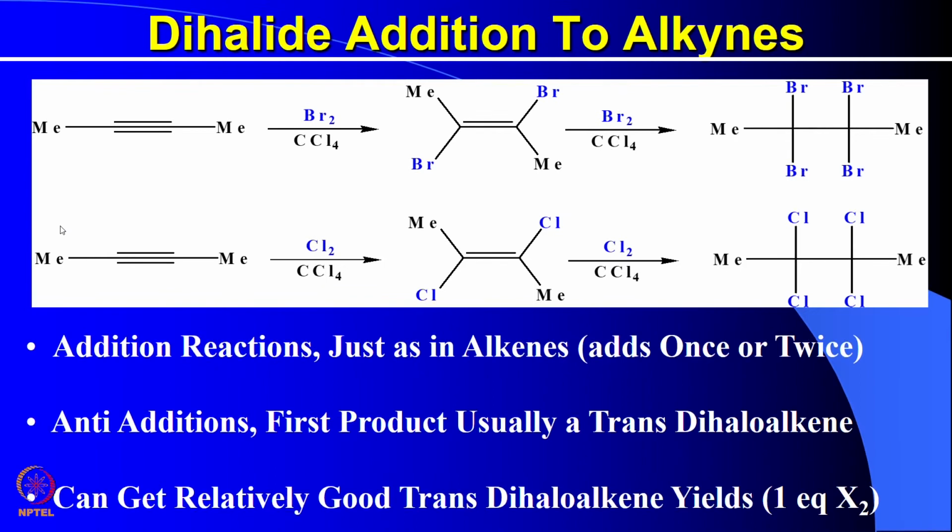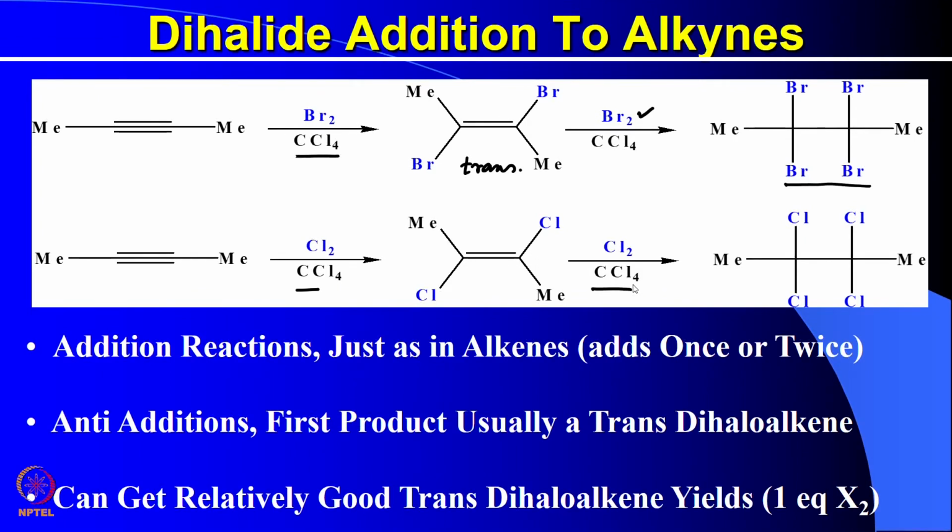Let us see what happens when you try to add a halogen to an alkyne. When we add a halogen to an alkyne in a solvent like carbon tetrachloride or dichloromethane, the initial product is a trans compound because it goes through the bromonium ion or halonium ion, and then the addition of a second molecule of bromine makes it a tetrabromo compound. The same is true for addition of chlorine.